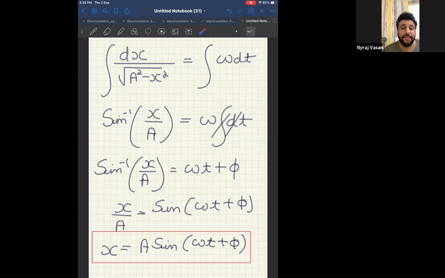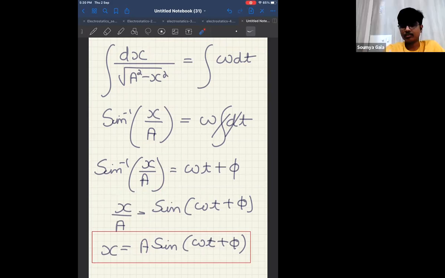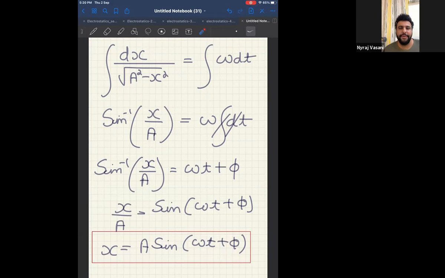Therefore, my final answer, this answer is not complete. Can anyone tell me why? There's a constant value, which I will find in my next derivation. But for now, the general formula for displacement is a sine omega t plus phi. With that, we completed all three derivations.